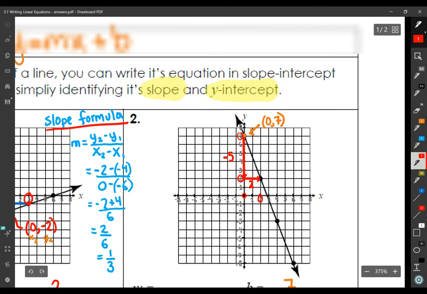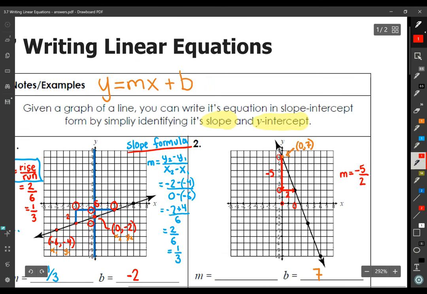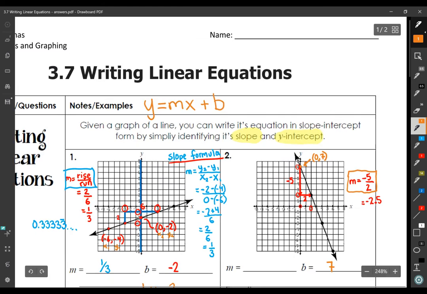Okay, so that makes my slope rise over run. And we leave it like that. We leave it as -5 over 2. It wouldn't be as bad if you wrote it as a decimal, because it would be -2.5, and there's not really any rounding required here. But still, I always prefer that you leave your slope in fraction form. Okay? Always leave it in fraction form.